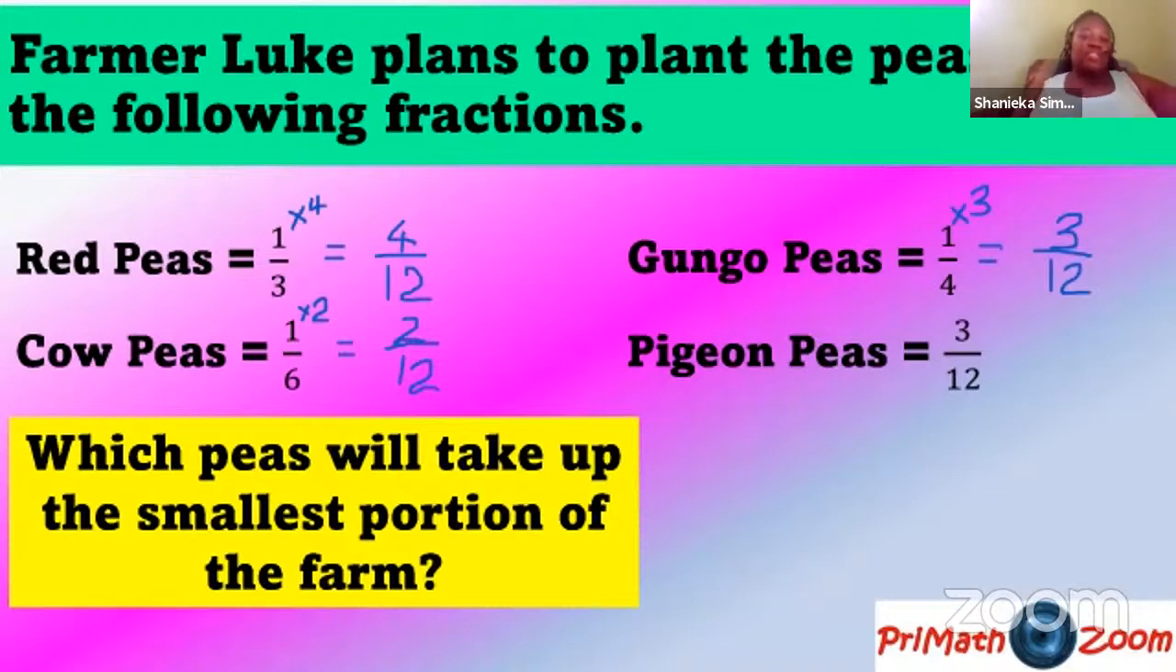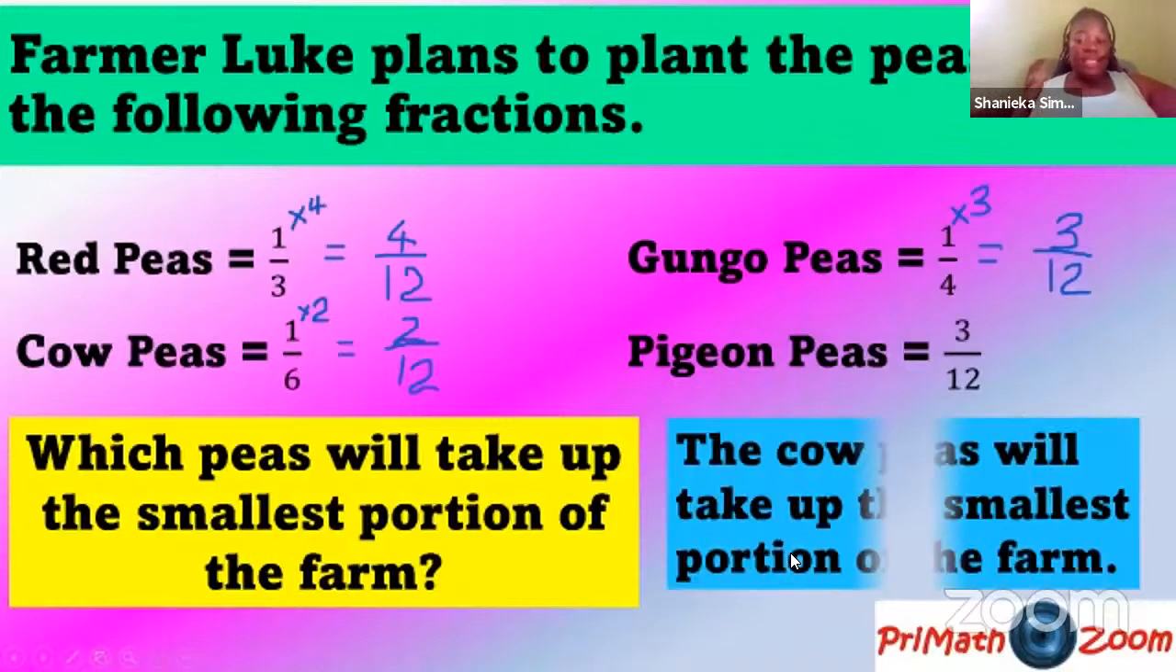All right, so let's look at this. So red peas is 4 12s, cowpeas is 2 12s, gungo peas is 3 12s, and pigeon peas is 3 12s. So given that all of these have the same denominator, we can just go ahead and compare them, because it would mean that they're all cut in the same size parts, equal parts. And the 2 12s would be the smallest portion.